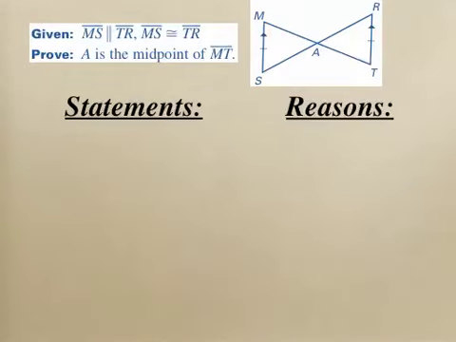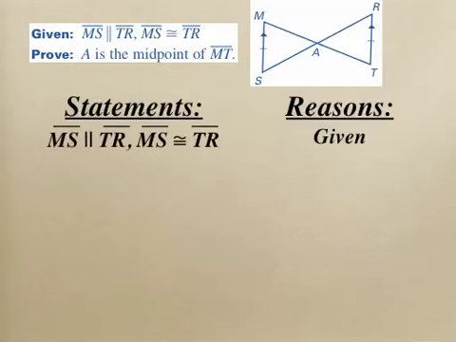The next proof tells us that MS is parallel to segment TR and that MS is congruent to segment TR. They're asking me to prove that A is the midpoint of MT. First thing I'm always going to do is start with my givens. The fact that MS is congruent to TR, we know that we have a congruent side.